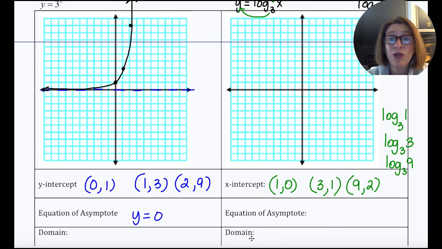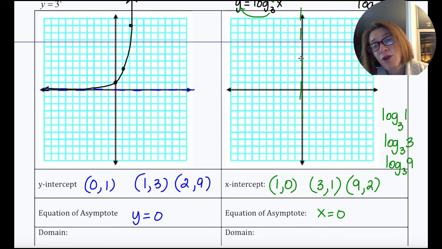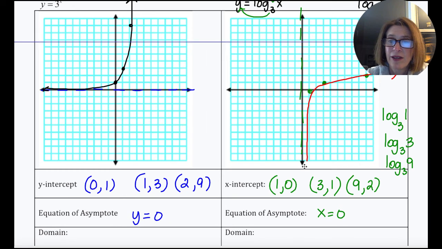So what's happening to our asymptote, again, if we flip the x's and the y's, that horizontal asymptote is going to become a vertical asymptote. So x equals 0. All right, so I'm going to try and graph this. So we have 1, 0, 3, 1, 9, 2. And so my graph is going to look like this of the log function. Okay.